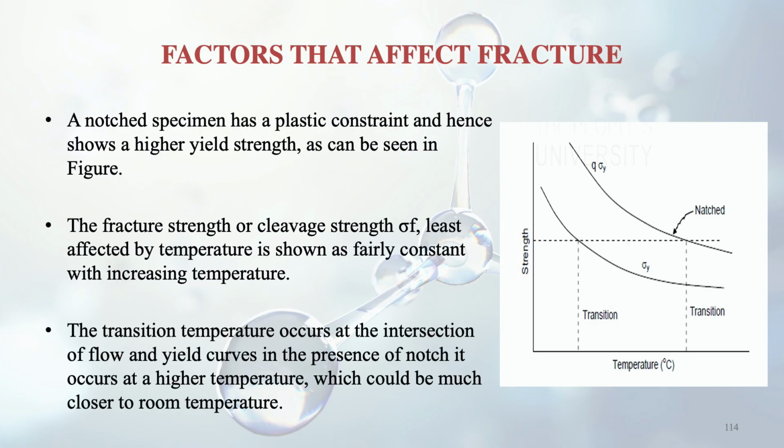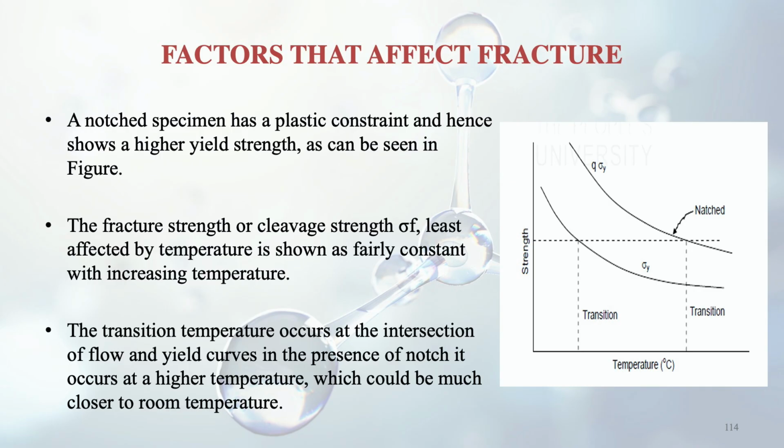The transition temperature occurs at the intersection of the flow and yield curves. This transition, meaning the ductile to brittle transition, happens where the flow curve, represented by the dotted line, intersects the yield strength curve. There are two yield strength curves, one notched and the other without the notch. The notched one is higher. In the presence of a notch, the transition occurs at a higher temperature, as you can see in the figure. On the right side it cuts the dotted line, whereas the one without the notch cuts at a much lower temperature.